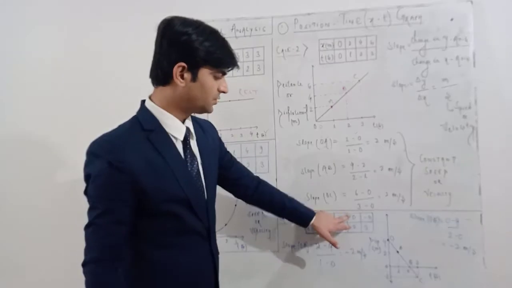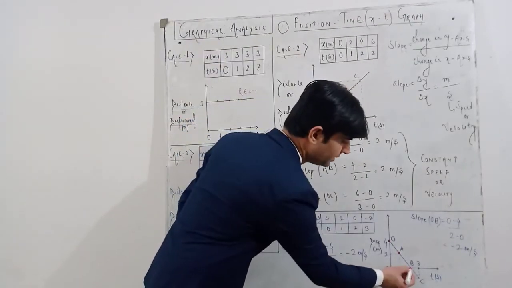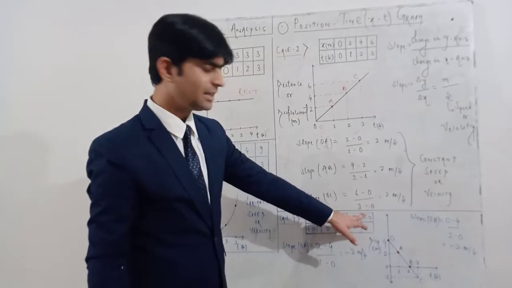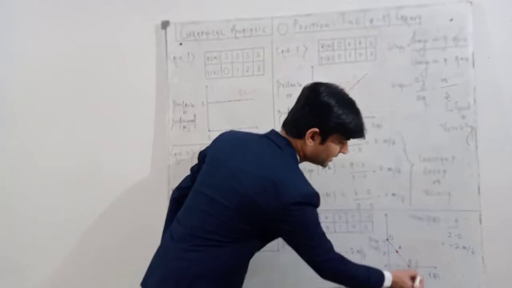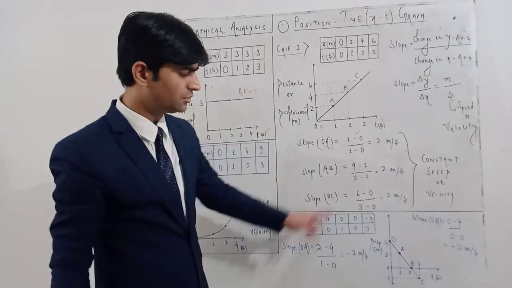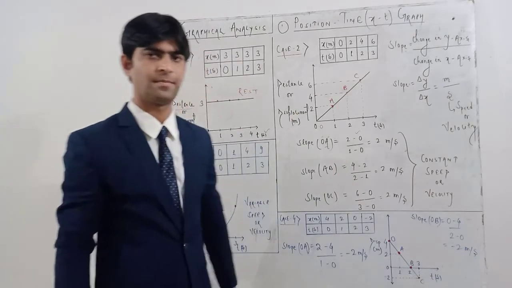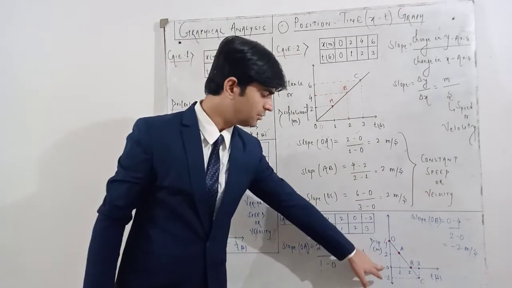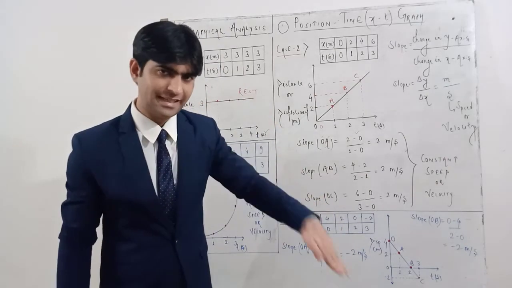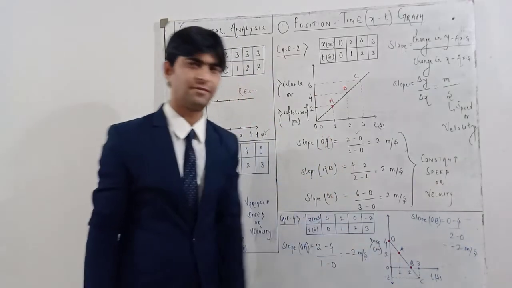At 2 second 0 meter. At 3 second I have taken -2. At 3 second the graph has gone down to negative. So this is a decreasing graph. If you see here, at 0 the value is maximum, and with time the value is decreasing. So this is a decreasing graph.